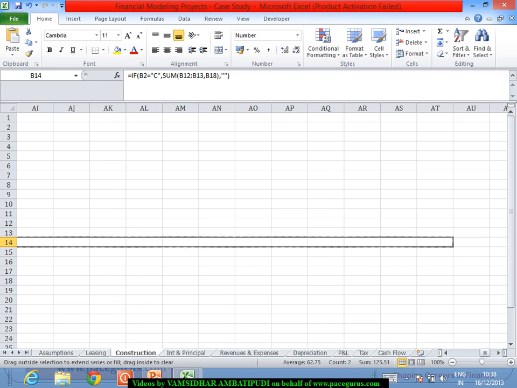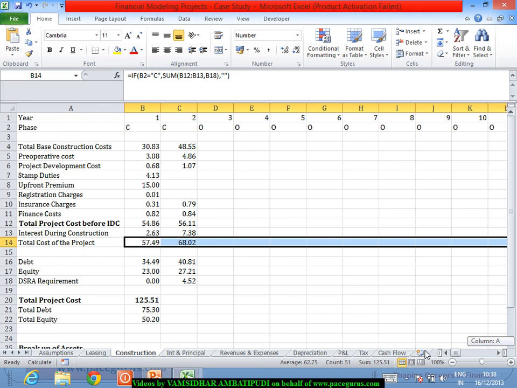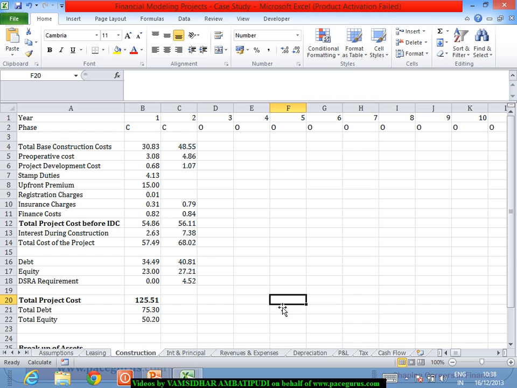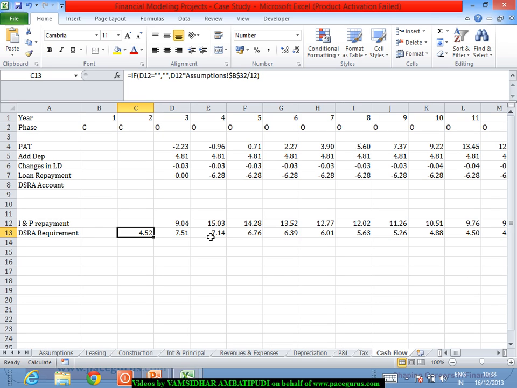So finally when I am dragging it across up to here, I am seeing that these are my costs of the project to address the various DSRA requirements and the various other costs also. Now this is becoming my total cost of the project, and the whole thing is taken care of as a part of the model. So my project is costing me a total of 125.5 crores.